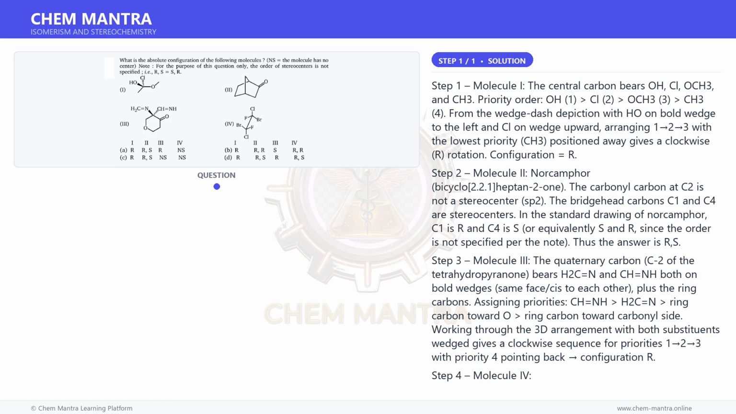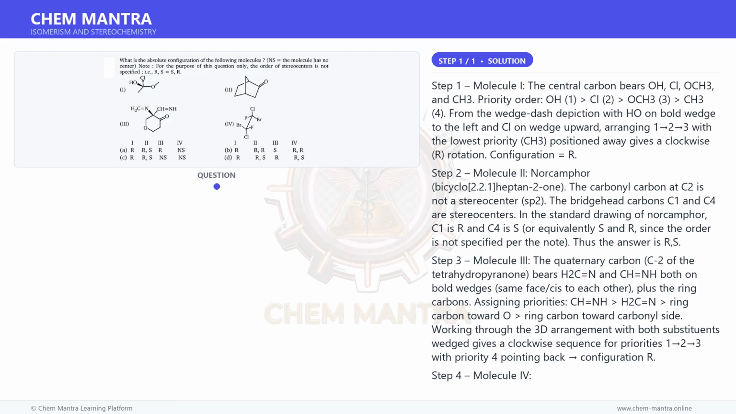Step 4. Molecule 4, 1,2-dibromo-1,2-dichloro-1,2-difluoroethane. Upper carbon C1, substituents Cl, F, Br, C2. Priority: Br, 1; Cl, 2; F, 3; C2, 4. Lower carbon C2, substituents Br, F, Cl, C1. Priority: Br, 1; Cl, 2; F, 3; C1, 4. From the drawing perspective for C1, Cl top, F on left wedge, Br right, C2 downward dash, arranging 1 to 3, Br, Cl, F, with C2, lowest, going away gives counterclockwise, S.